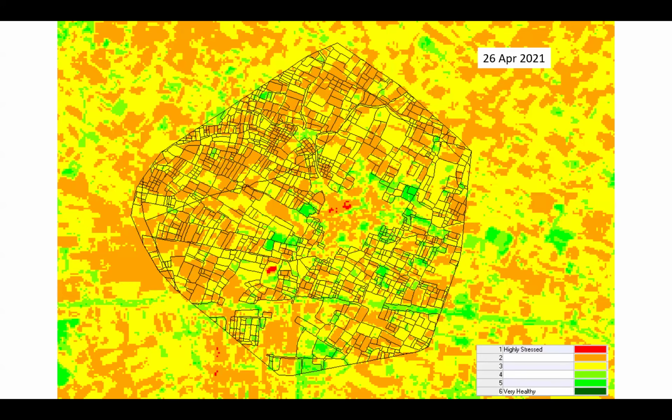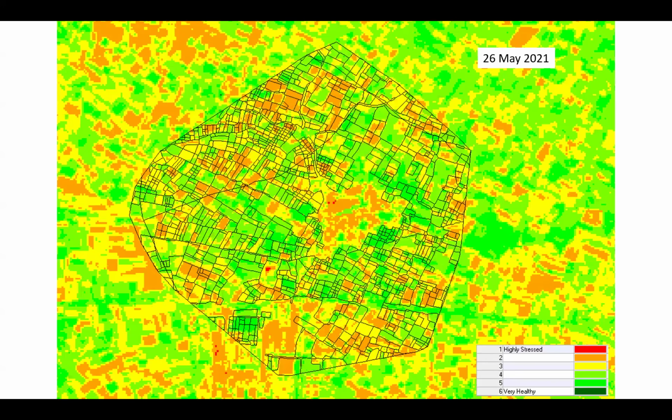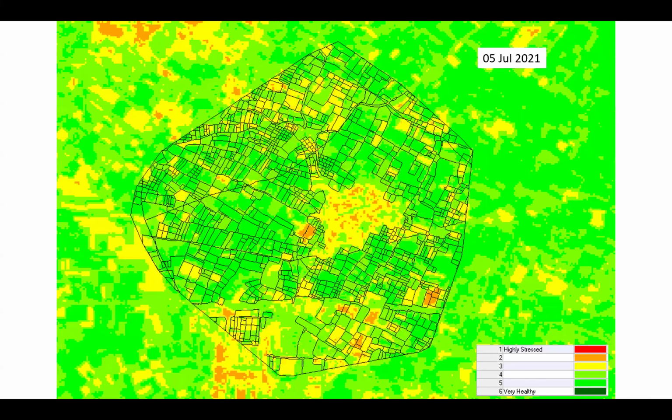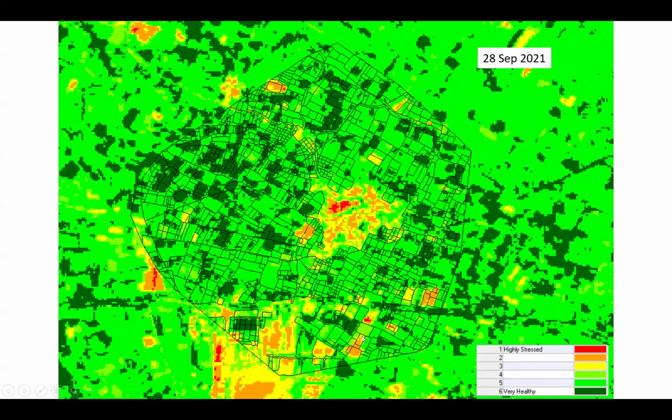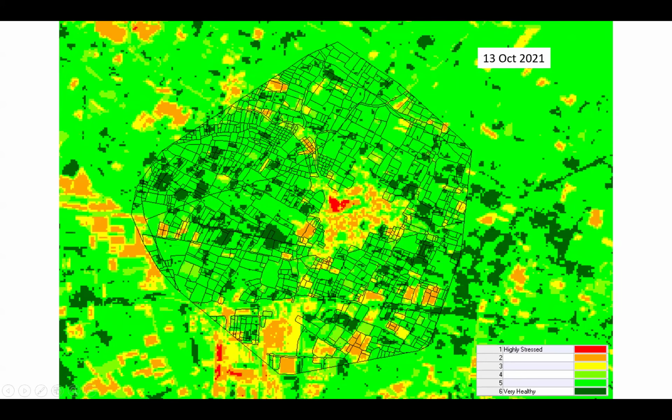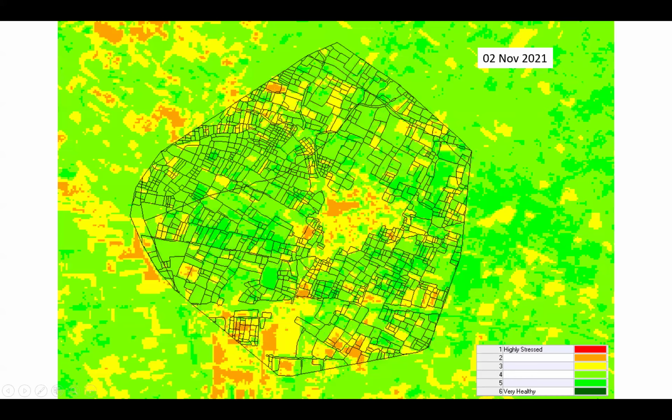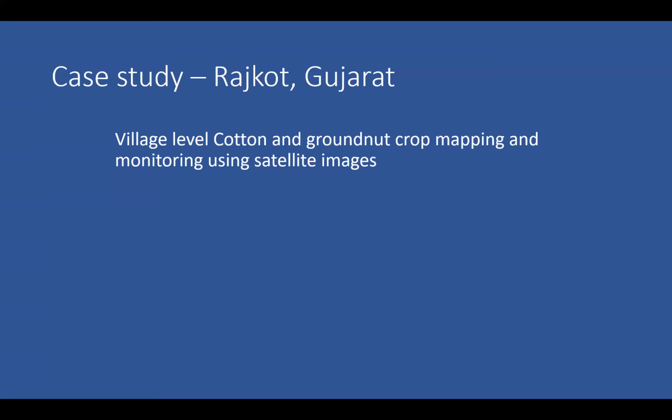May is good, in the month of July, September almost good. So only these people are having some problem. October, then November, now it has come to harvesting. So this is out. So now we have seen one was the plot level study, the banana case study, or the 10-acre land.